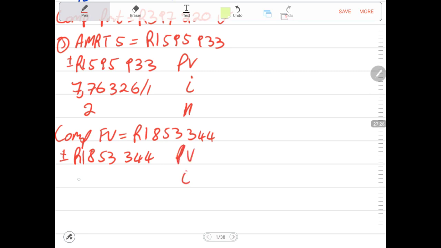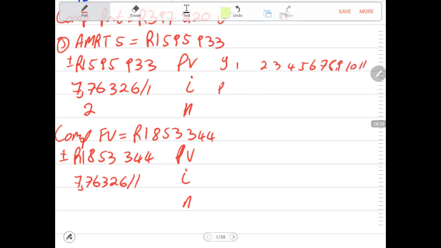Then our interest will be 7.76326 divided by 1, and our N will be how much? Now let us look at our N. Remember, we made payment number 1 up to payment number 5. We had years where I told you that we have year 1, 2, 3, 4, 5, 6, 7, 8, 9, 10, 11. I want to go to 11.